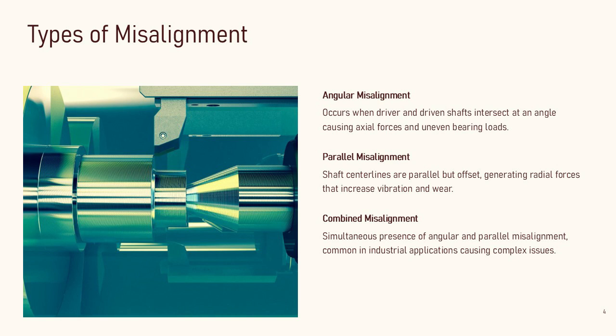Proper identification of misalignment types allows maintenance teams to apply precision alignment techniques, such as laser shaft alignment, to restore acceptable operating conditions and prevent recurrence.